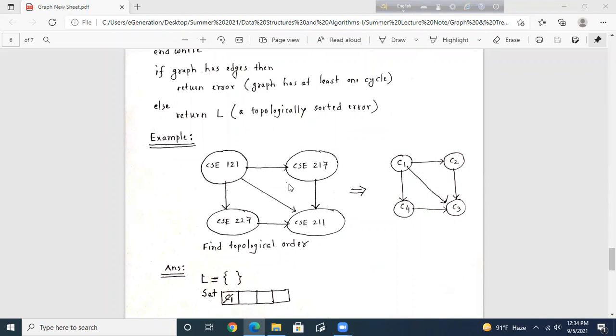Similarly, dear student, in this part, CSE 121, CSE 2R1, CSE 2R7, this part also does not contain any cycle. So both of these parts do not contain any cycle. Since both parts do not contain any cycle, I can say that this graph does not contain any cycle. So the graph is directed, that condition is satisfied, and the graph is acyclic.